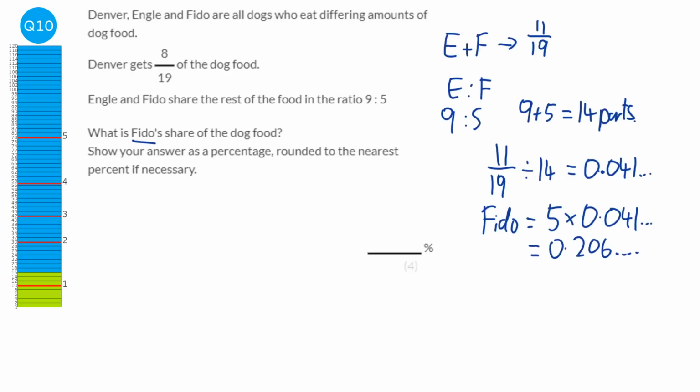0.206 and so on. Now we're asked to work it out as a percent, so I'm just going to times that by 100. So we have 20.676 and so on percent, and it wants it rounded to the nearest percent, so that would be 20%. Or actually it would be 21%, because this would round it up, so 21%.